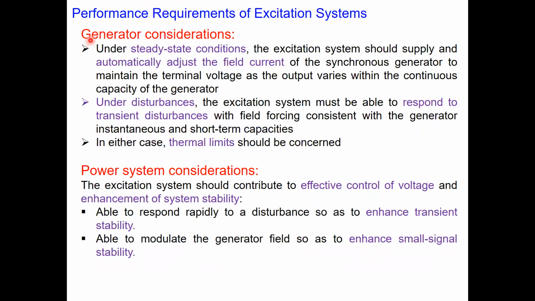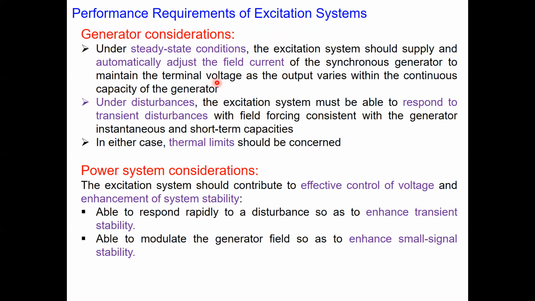Here we have some of the requirements for the excitation system in operation, from the perspective of the generator operation and from the perspective of the power network operation. In the perspective of the generator operation, it is said that at steady state the excitation system should automatically adjust the field current. It should not be done manually. Whenever the load on the generator changes, the terminal voltage will change.